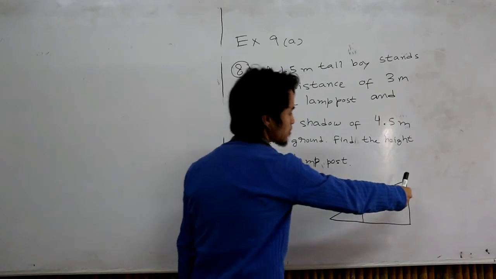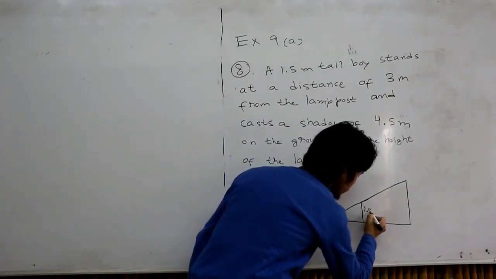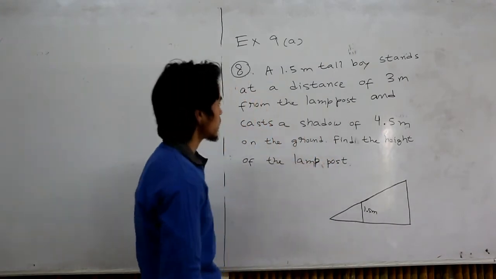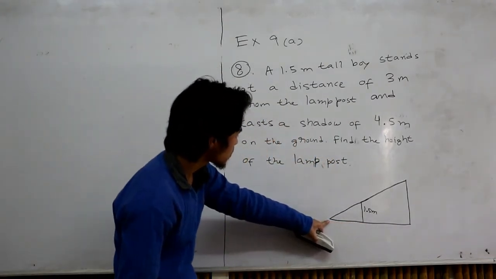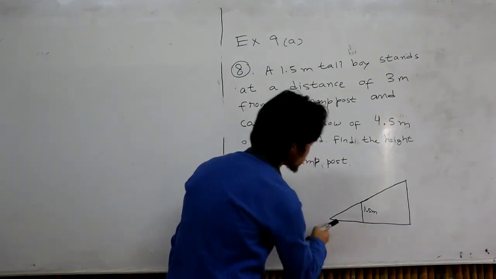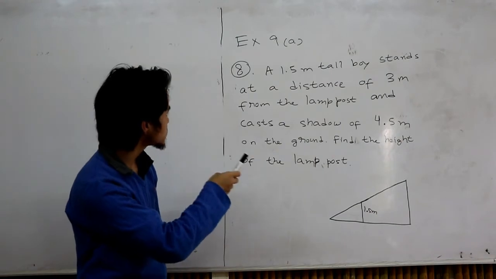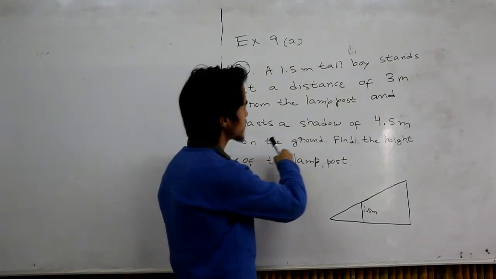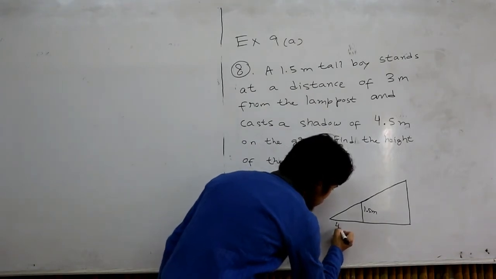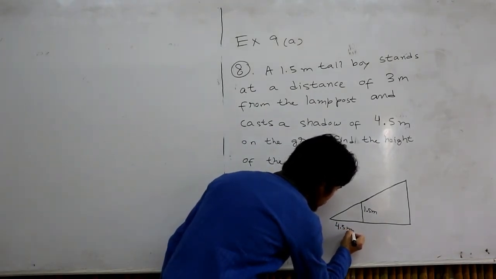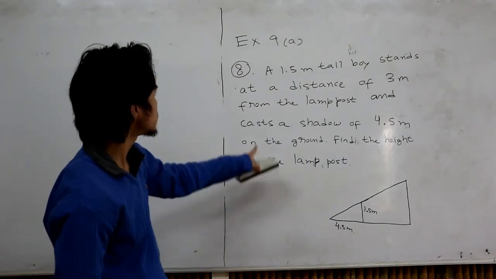So this is the lamp post, and this is the boy of height 1.5 meter, and the shadow is cast, which is this one. Let's mention the diagram properly later. And let's look at the length of that shadow, a cast shadow of 4.5 meter. So the length of this shadow is 4.5 meter. So that's all the information given.